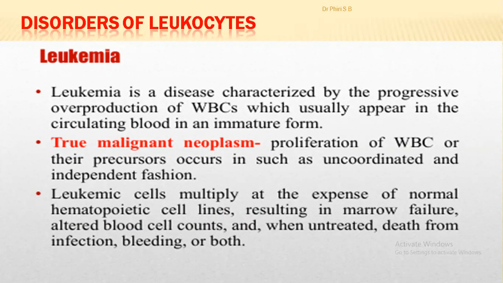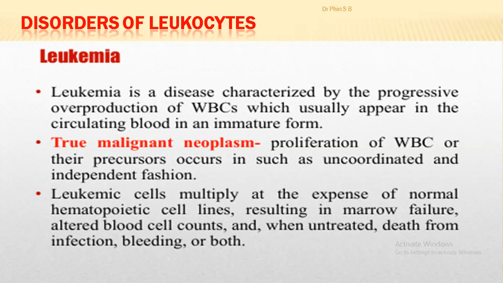So no coordination, you don't have those inducer factors or stimulatory factors. There are just these cells that are differentiating and proliferating to give lineage of white blood cells, but there is no control whatsoever. So there will be an increase in white blood cell count in leukemia. Leukemic cells multiply at the expense of normal hematopoietic cell lines.